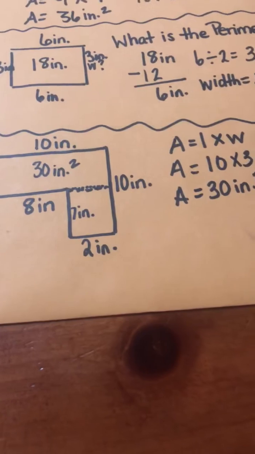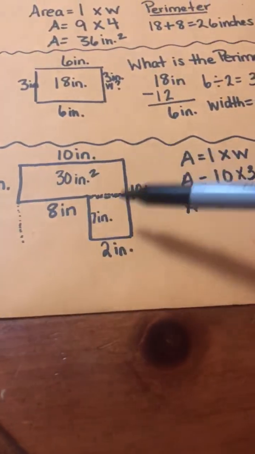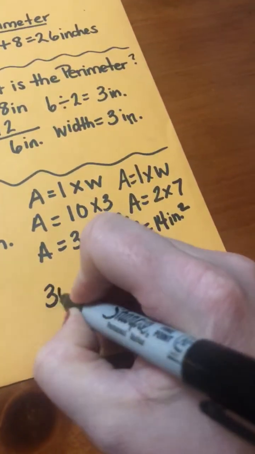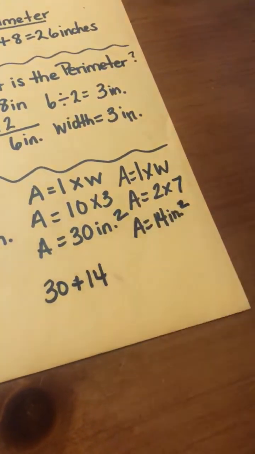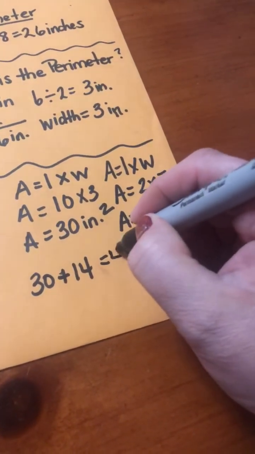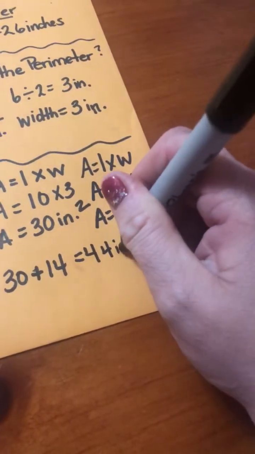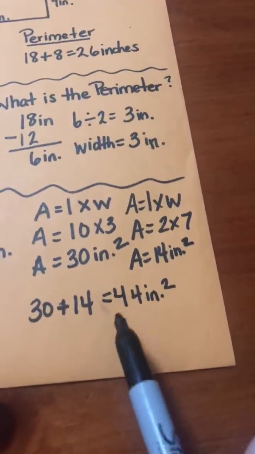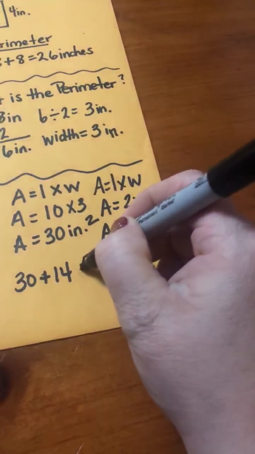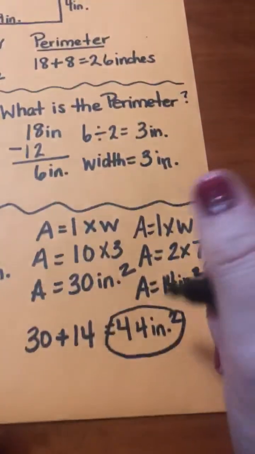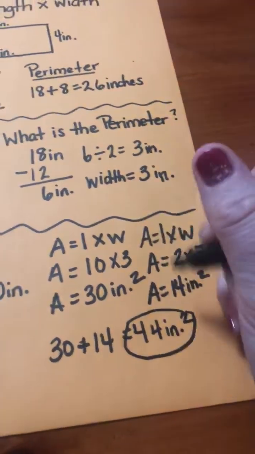All right, so we're still not done, because to find the area of the entire shape, we have to combine these two. So 30 plus 14 is 44 inches squared. So that makes the total area of our shape 44 inches squared.